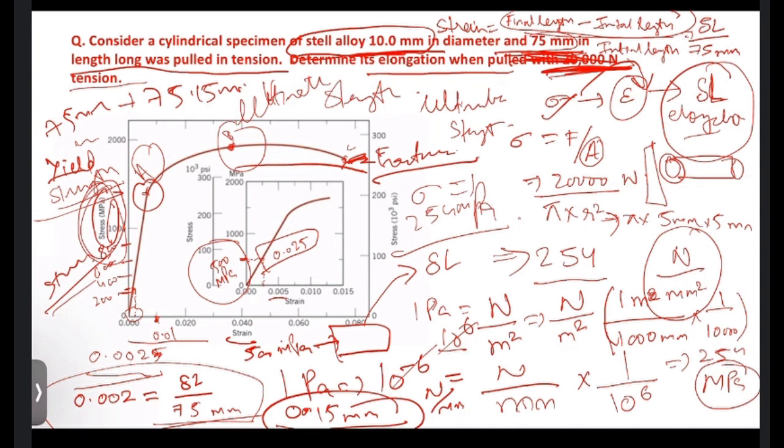Have you followed this question? What is the answer? The answer is 0.025 into 75. Elongation will be 0.875 millimeter. Followed? Okay, you don't want to answer.